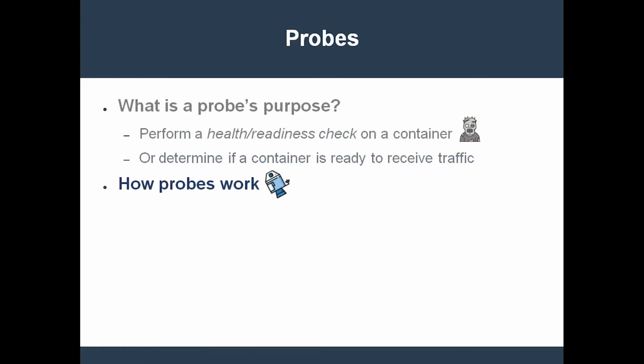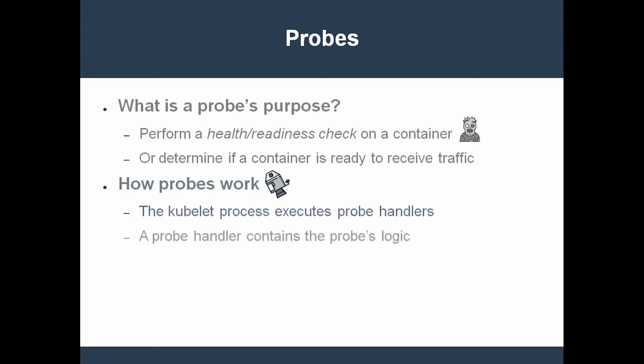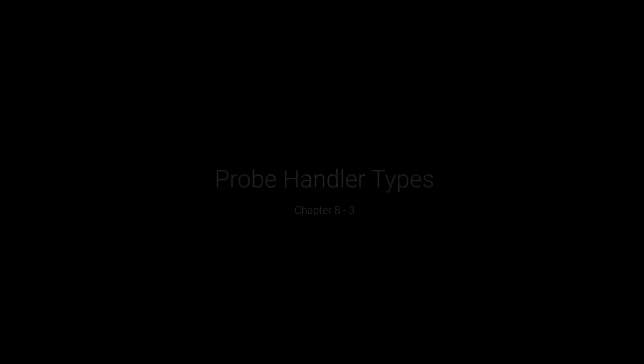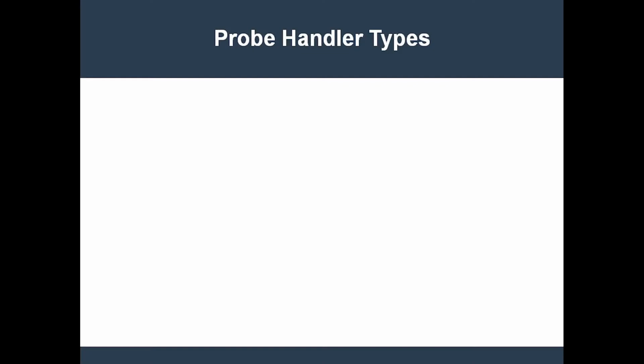Here's how probes work. The kubelet process runs a probe by executing a probe handler. Probe handlers contain the logic behind a container health check. When you create a pod config file, you can specify a probe handler on each of the pod's containers. There are three types of probe handlers.